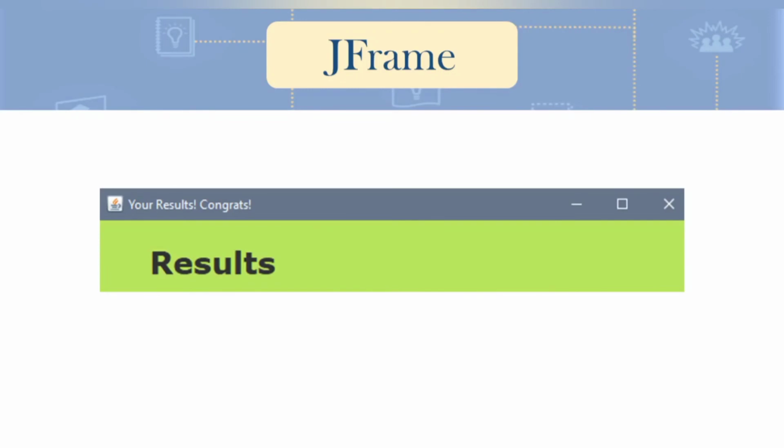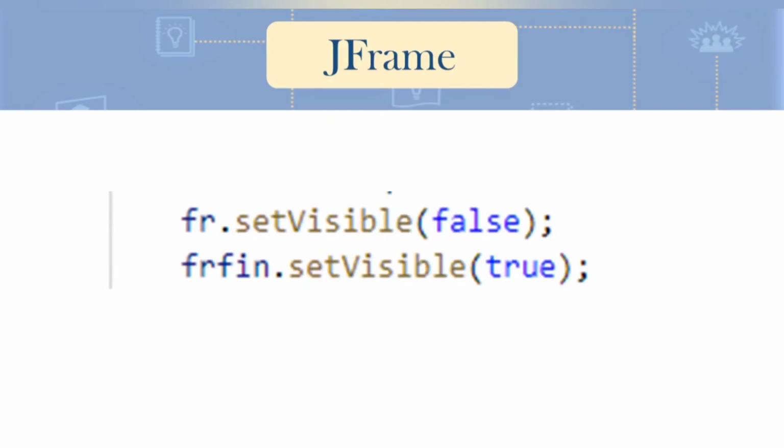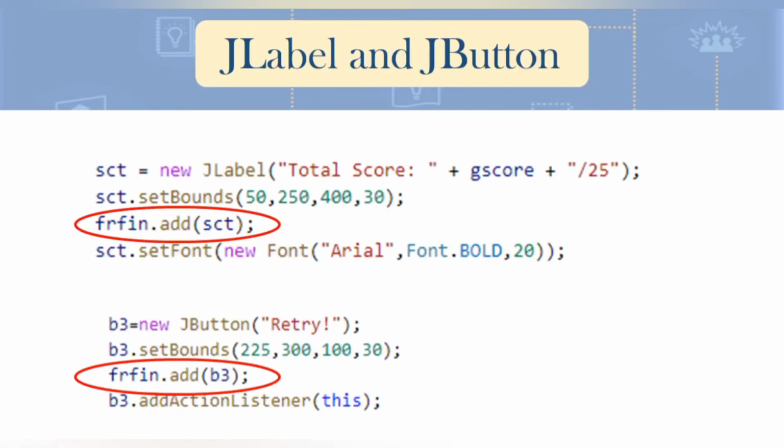But if the player got a low score, the result page will have a red background and the title will change to Don't Give Up, Try Again. To display this frame, we set its visibility to true and the visibility of our quiz game frame to false. Once the frame was set, we added the labels, button, messages, and input the data needed.